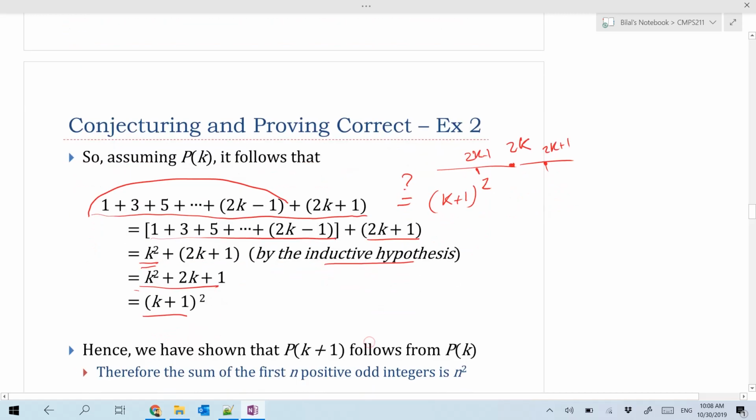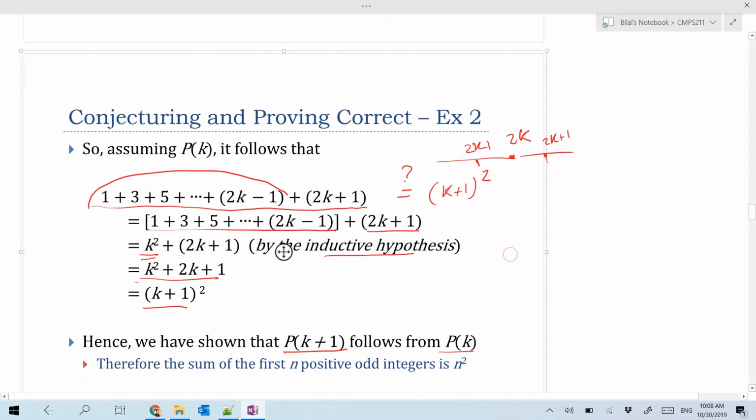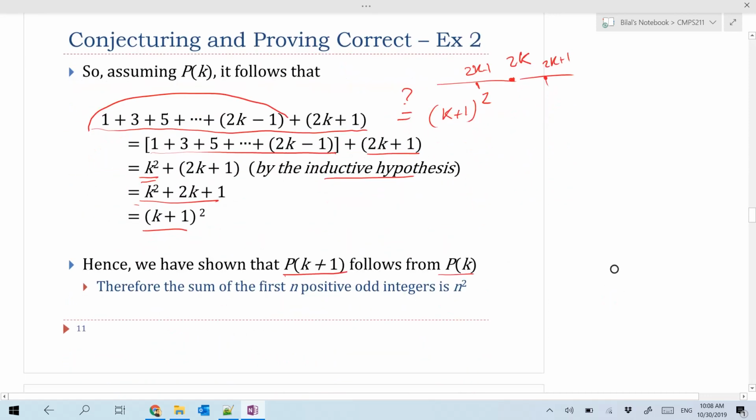And this proves that P of k plus 1 follows from P of k. And this is true for every k. We didn't make any special assumption on k, so it's really true for any k. And therefore, the sum of the first n positive odd integers is n squared for any n.